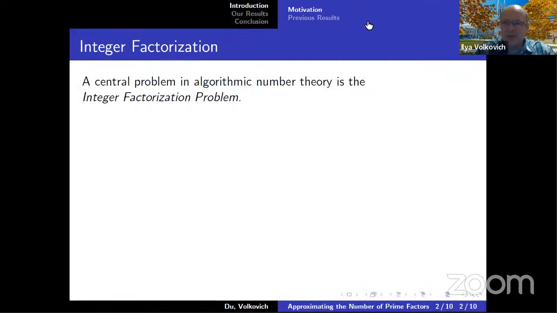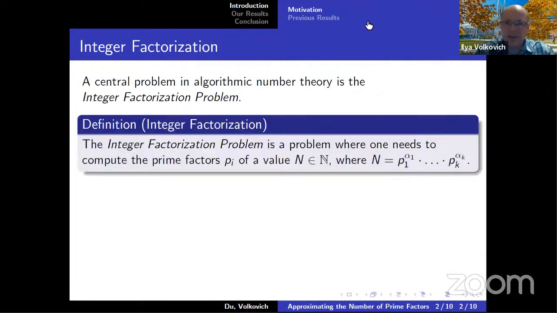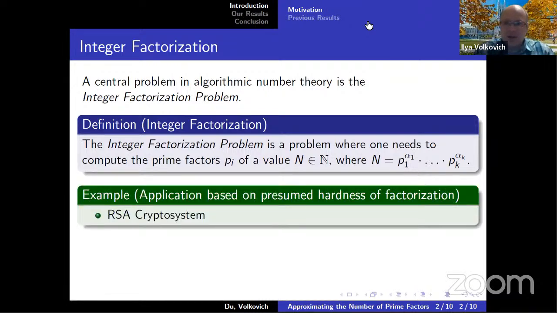I don't think I have to motivate this problem, but let me just remind that every number can be written as a product of powers of primes. And the algorithmic question is actually to find those primes explicitly. And this is presumed to be a hard problem. In particular, the RSA crypto system strongly relies on that assumption.